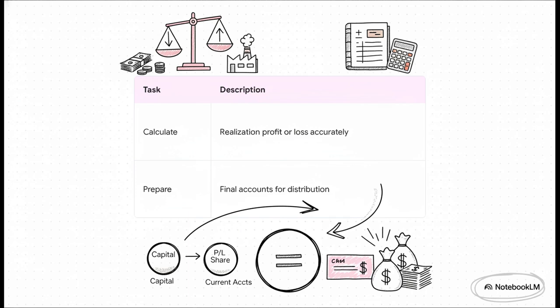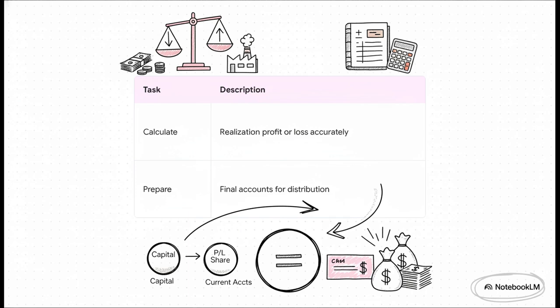You've got two main accounting actions. First, you have to calculate the realization profit or loss accurately. So how do you do that? Well, you look at the book value of your assets compared to what you actually sold them for in the real world. Let's say your machinery was worth $10,000 on the books, but you managed to sell it for $12,000. Boom, you have a realization profit. But if you only sold it for $8,000, that's a loss.